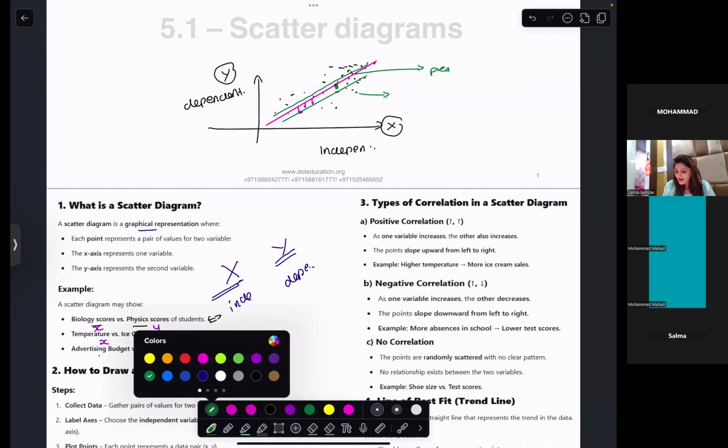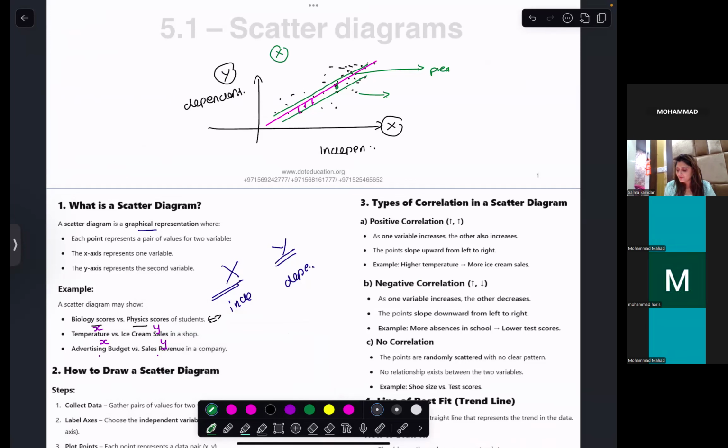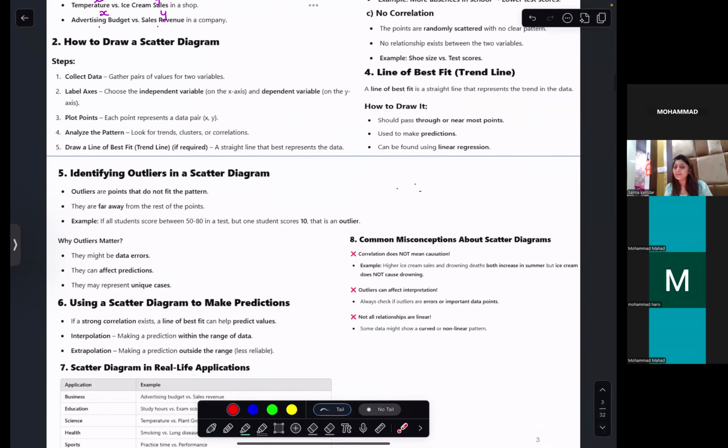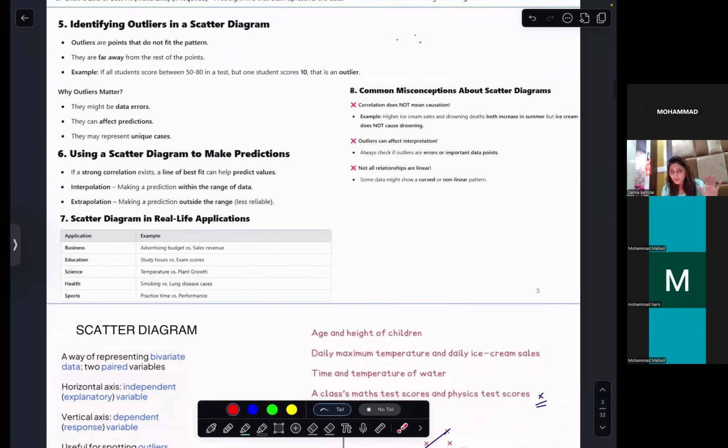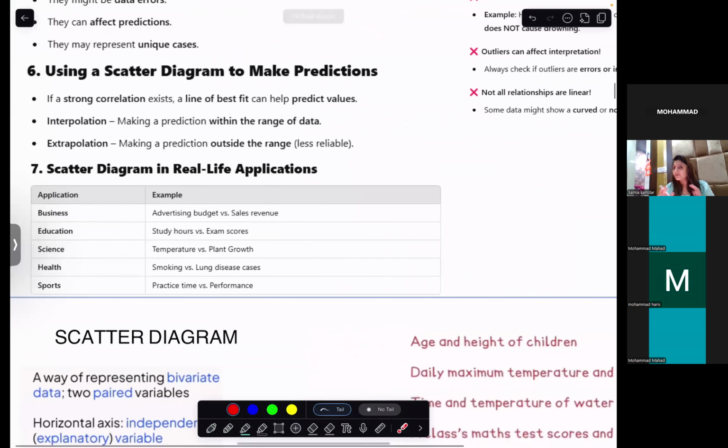In this, we may also have an outlier. If the data is somewhere over here or somewhere over here, then this would be an outlier. Line of best fit is also called the trend line. We use correlation and regression, or this scatter diagram, in many areas, when we want to determine the relationship between two variables. People in business use it, people in education use it. They determine study hours with exam score.